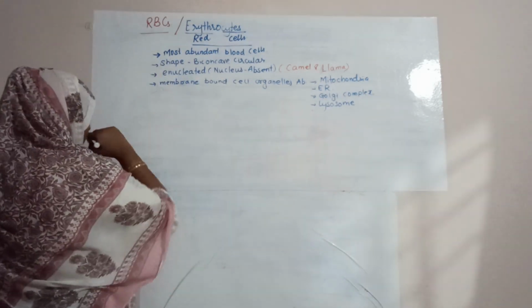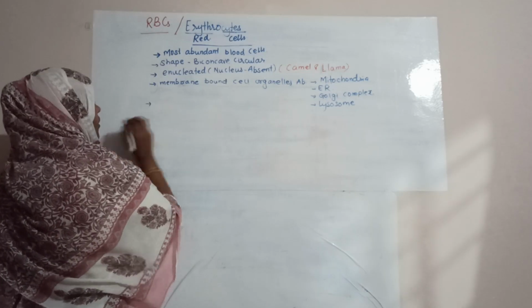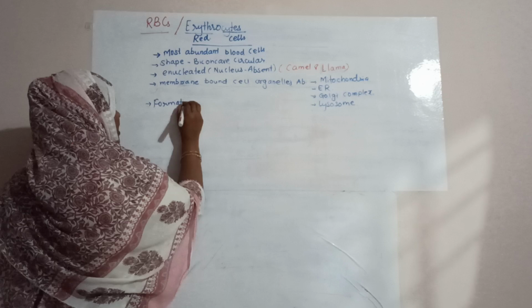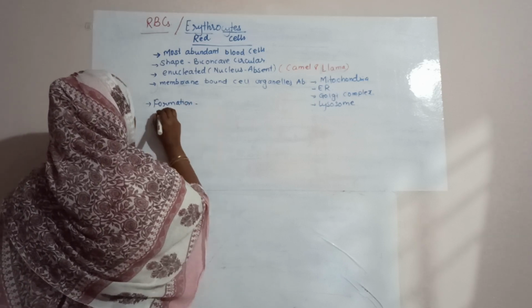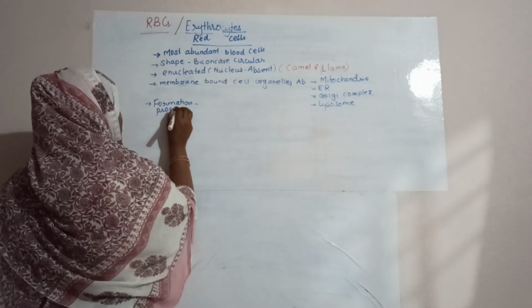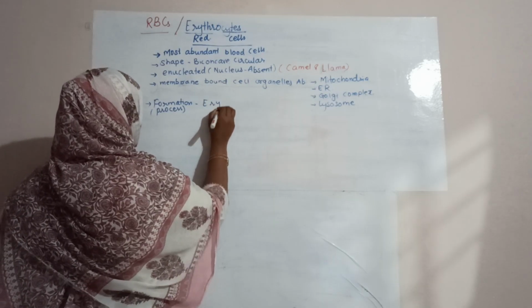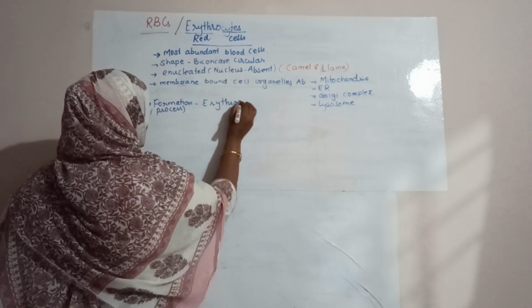Then, formation of RBC. When the RBC forms in our body, this process is known as erythropoiesis. It is known as which process?